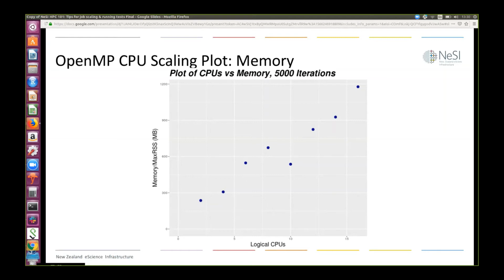So here, because we know that 8 CPUs is the amount of CPUs we're looking to use, we can just look at what memory usage was at 8 CPUs. And so we can see that it's about 750-ish megabytes, or 0.75 gigabytes of memory.